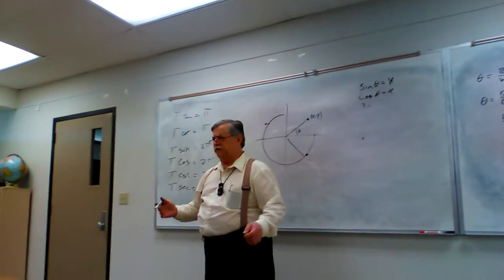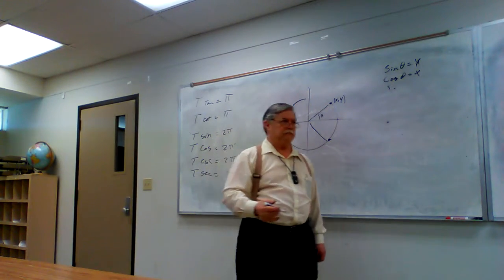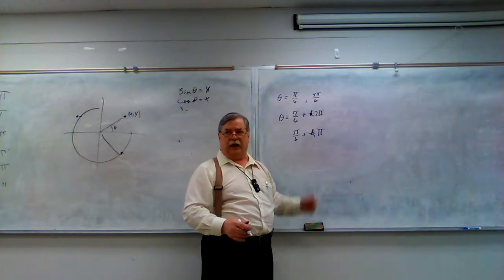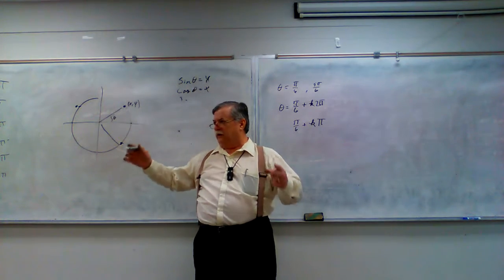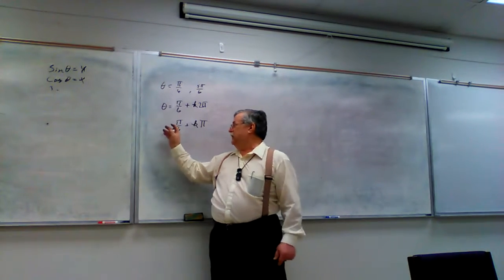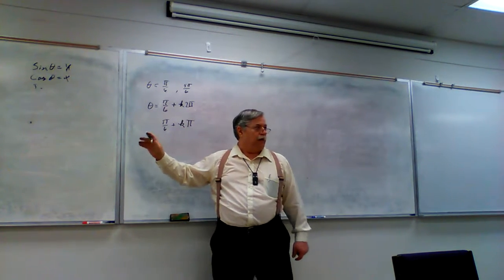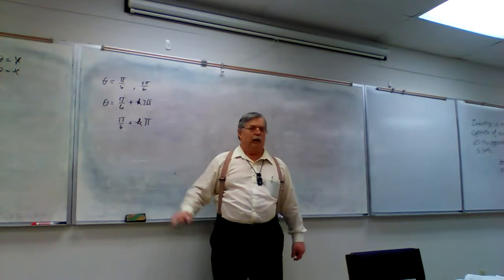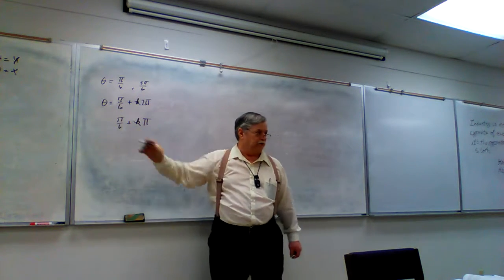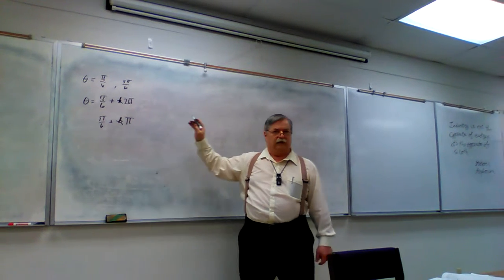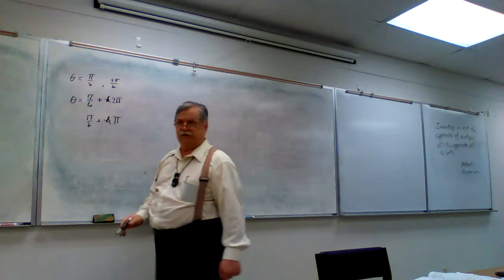Okay, so what is that saying? That's saying that, yes, the first solution you get to is going to be pi over 6. But because the period of the function is pi, then you're going to get that same solution at pi plus pi over 6. And then at 2 pi plus pi over 6. And 3 pi plus pi over 6. And 4 pi plus pi over 6.